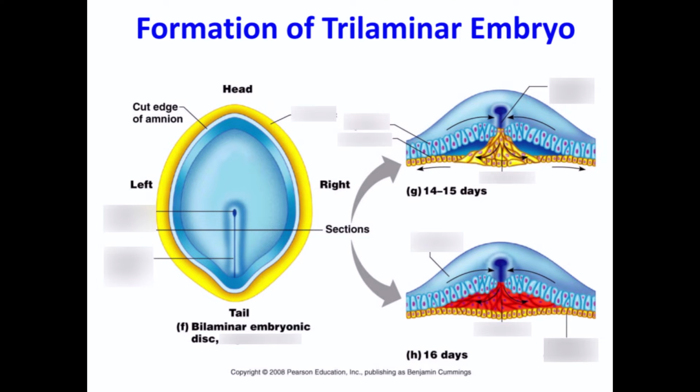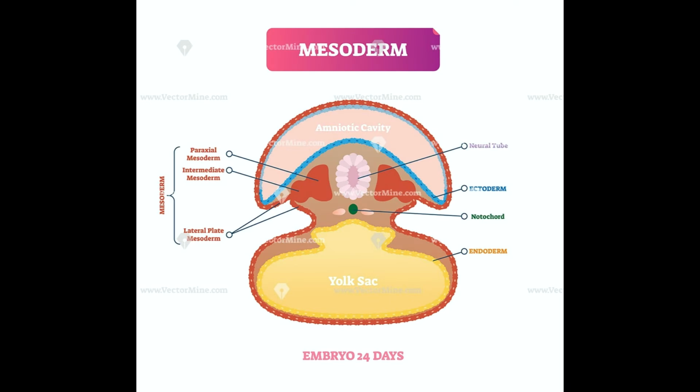So this picture is a cross section that shows the three layers. So for example, this is the amniotic cavity. So this is the yolk sac. The blue one is the ectoderm, the yellow one is the endoderm, and the red one is the mesoderm. So for the mesoderm, it is also divided into parts.